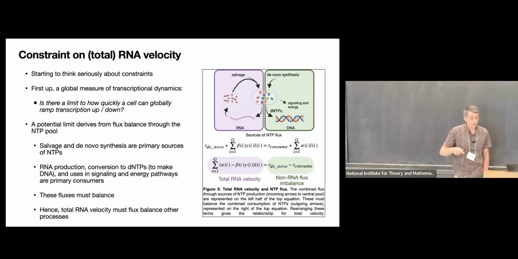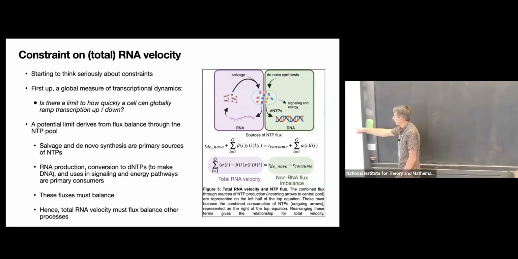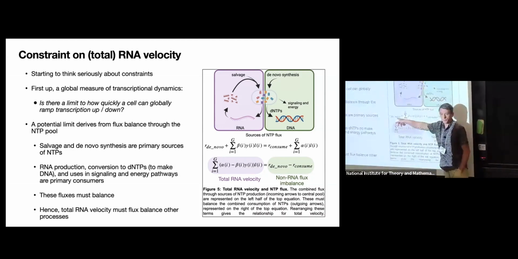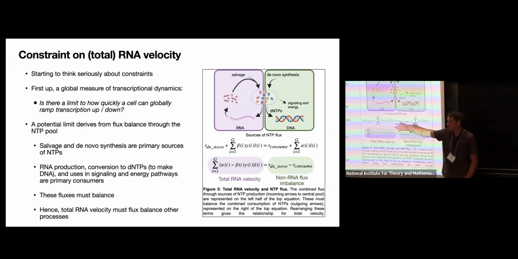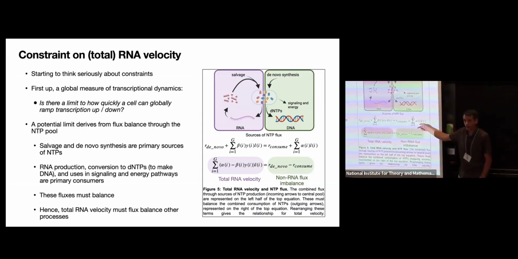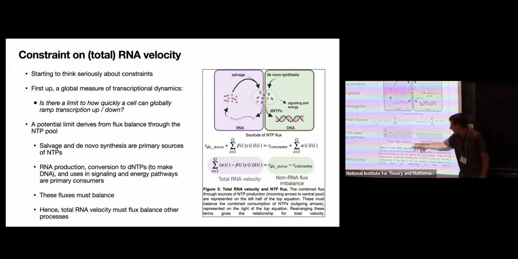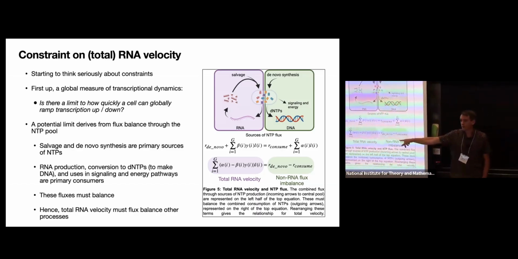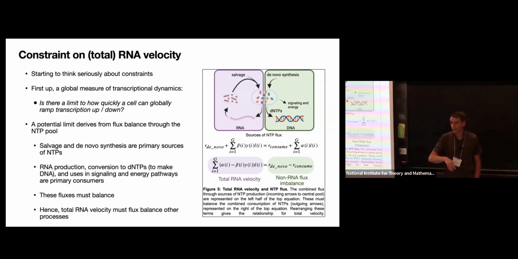If you write down the balance between those terms, that's this first line here. We can produce via de novo synthesis. We can salvage, which has to do with degradation of RNA times the abundance of RNA. Those are both inputs, and the inputs should balance the rate at which we consume them. If you rearrange those terms, on one side you get the total velocity of the cell, which should equal these non-RNA related fluxes.